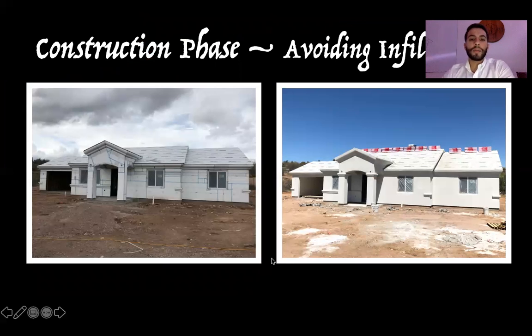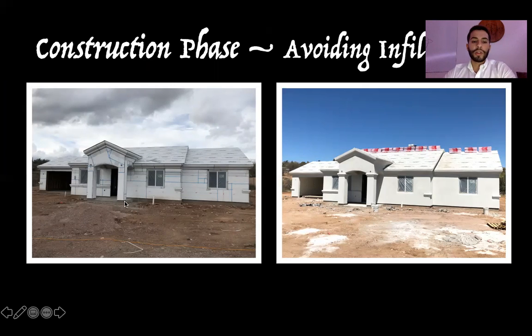Now I'm going to briefly talk about the construction phase and how we avoid infiltration. Infiltration is essentially when you lose energy through cracks in your walls, in your doors, in your windows. And so the goal of an energy efficient home is to create a tight seal. This will allow you to maintain your cooler temperatures and avoid losing that precious energy.